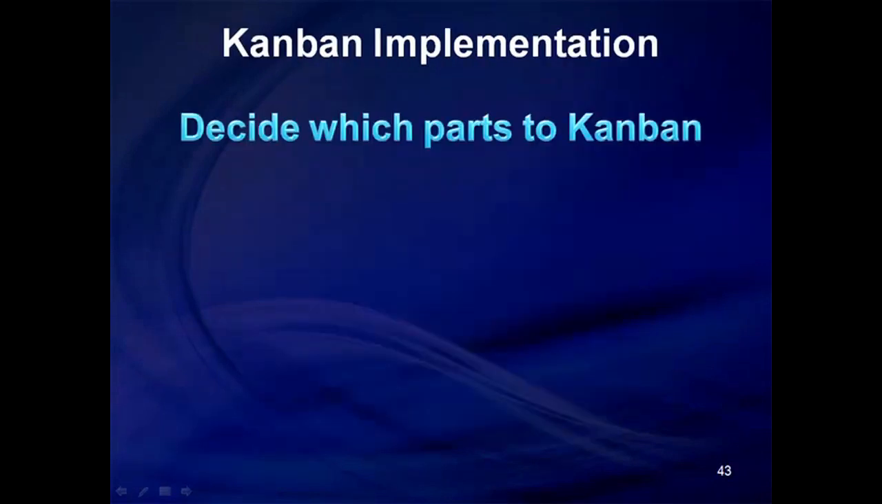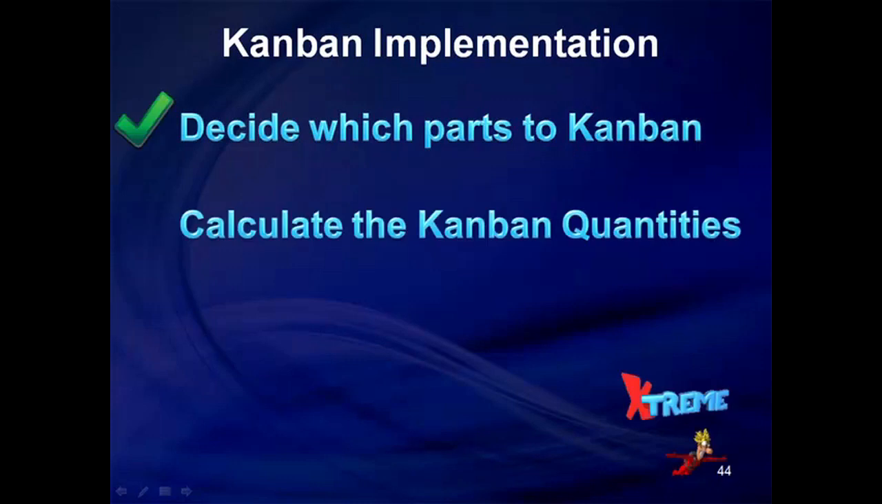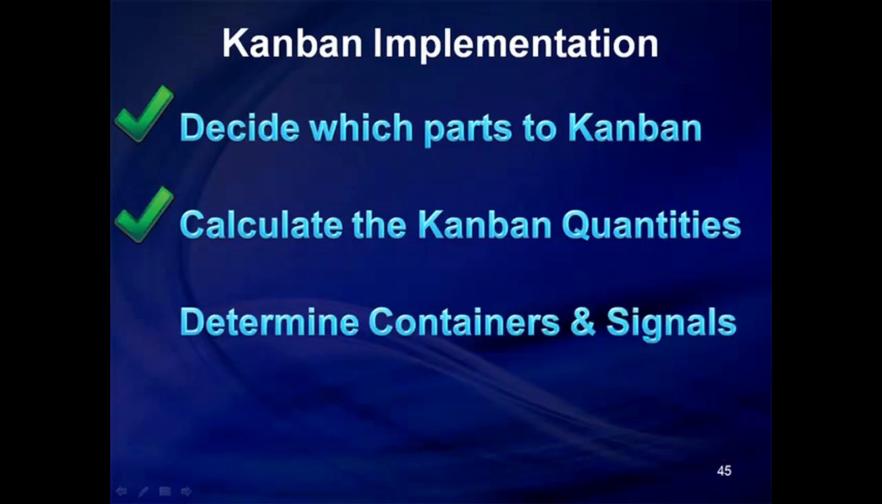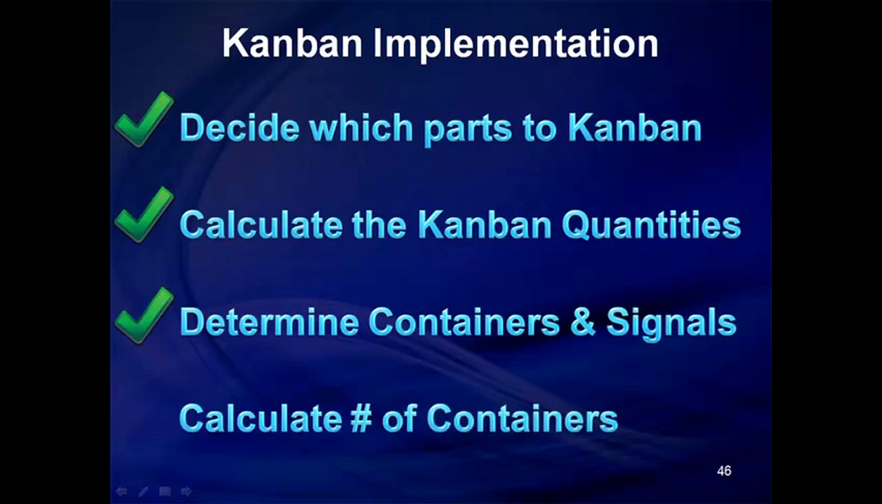There are 4 major steps in implementing a Kanban system. First, you need to decide which parts to Kanban. These parts should be used repetitively within the facility, as we discussed earlier, and have reasonably smooth production requirements ongoing. Then, calculate the Kanban quantities using the formula provided earlier. Then, determine the appropriate containers that will be used that can hold a standard quantity for the product and the type of signal that is to be used. And last, calculate the number of containers you will need.